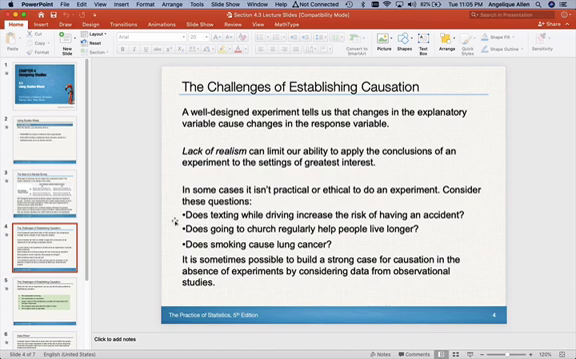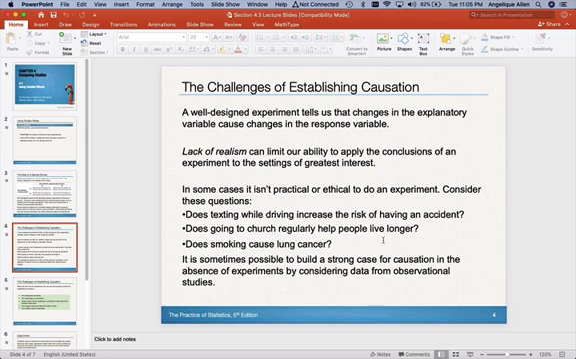But here's some situations. Does texting while driving increase the risk of having an accident? Well, does that mean we send people out to text while driving and others to not text while driving and see who dies? Well, that's not very realistic, and that's an ethical issue, right? How about, does going to church regularly help people live longer? So, do we have a group that we tell they can't go to church for a while? Is that ethical?